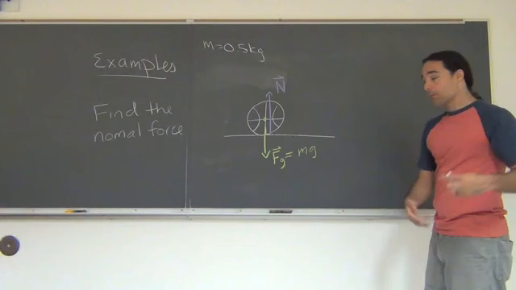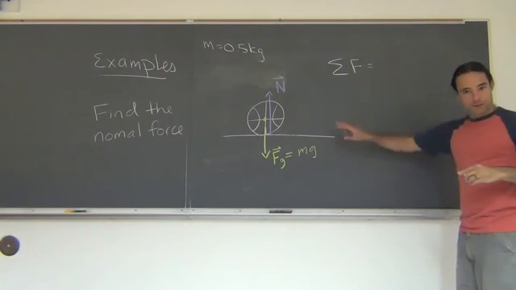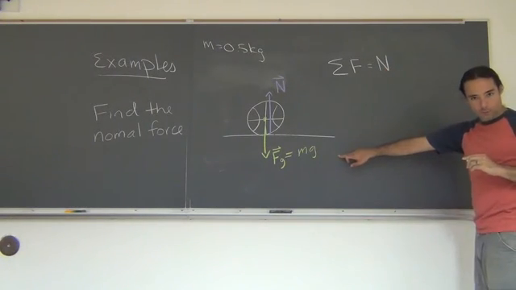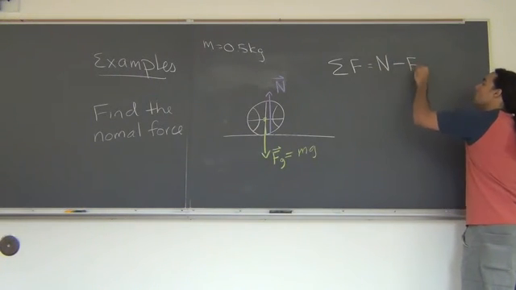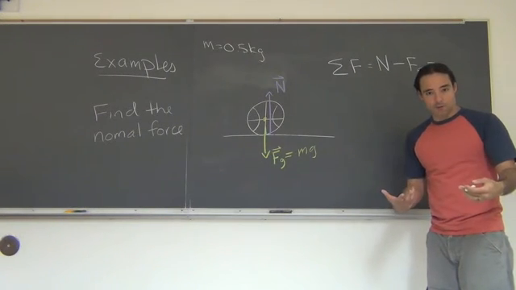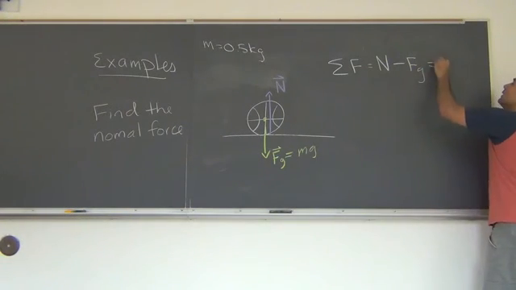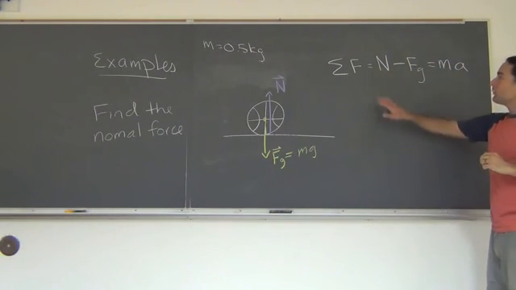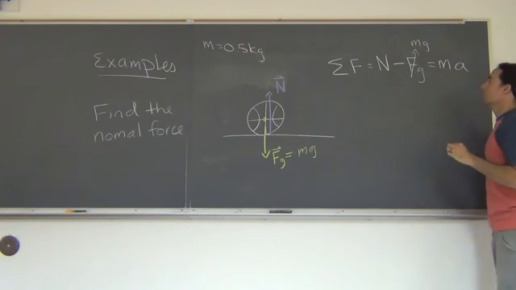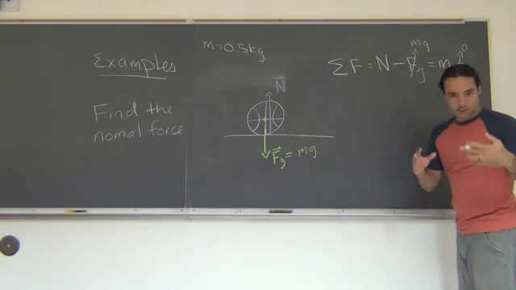Let's do step 3, which is summing up the net forces. If I add up the forces, I've got a normal force pointing up. I've got a gravitational force pointing down. That has to equal the mass times the acceleration, because whenever I sum up the forces, I always have to get mass times acceleration by Newton's second law. Mass times acceleration. Let's see, I know this is mg. I know my acceleration is 0.